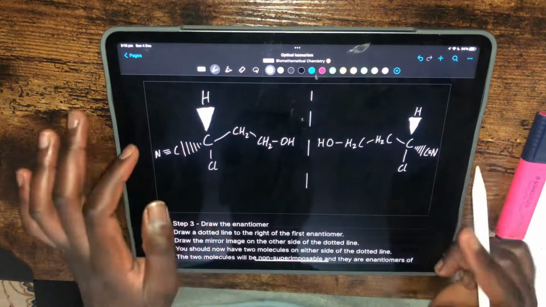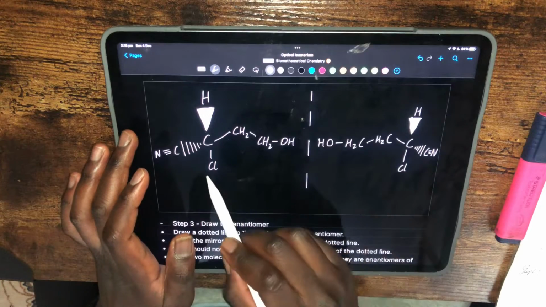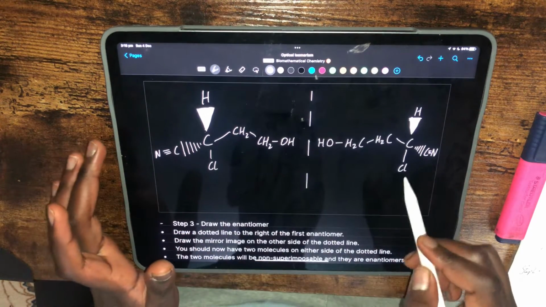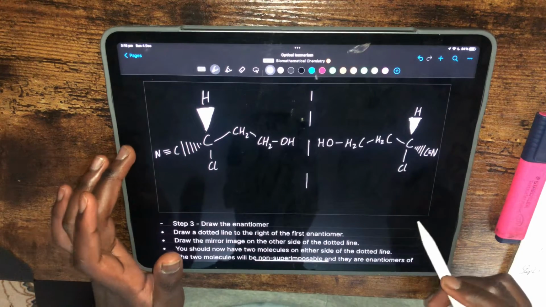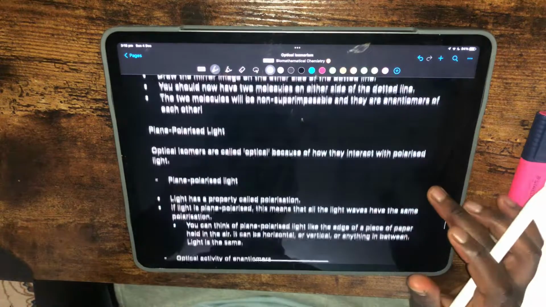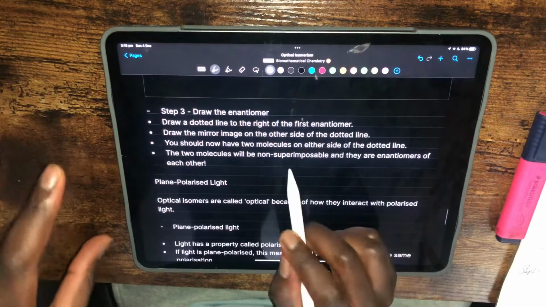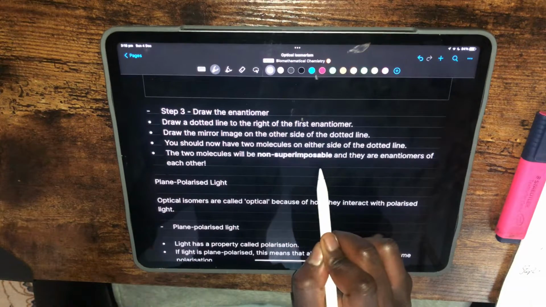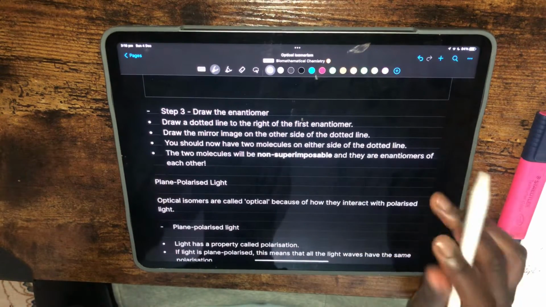If you got these two together, they're not the same molecule. If you flip this, it is not the same as this. You may think it's the same thing, but it's not. They are different molecules. And remember, if at any time in the exam, this is a key word here: non-superimposable mirror image.